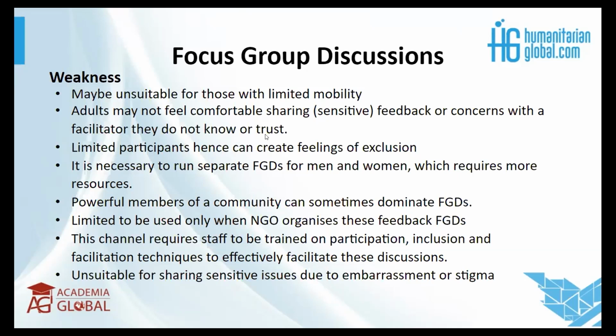And then it's necessary to run separate FGDs for men and women, as we've mentioned, so that you're able to elicit the different responses as per the gender. But this again requires more human resources. You require at least two people for each, a facilitator and a note taker. So you require actually four people, if possible. Sometimes you can do it with one person, but it's good to have two people per group.